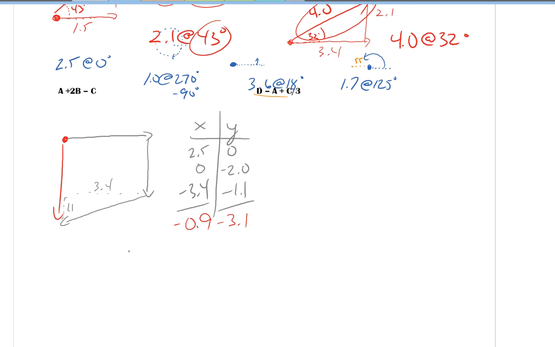So I'm going to make a little starting nub, and I'm going to go negative 0.9, so that'll be the left 0.9, and then go negative 3.1, so I'm going to go down 3.1. Okay. Notice I draw tip to tail. Don't draw the negative 0.9 here and then go back to the nub and go down. You want to go tip to tail. All right. So then I go from beginning to end for my resultant. So something like this. And I can solve for that triangle.